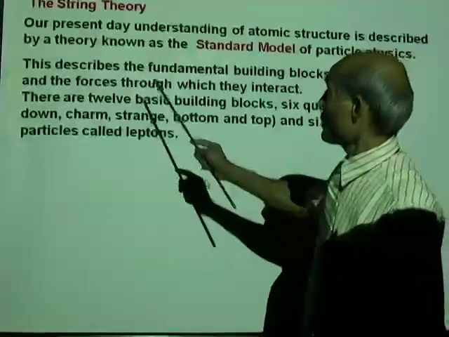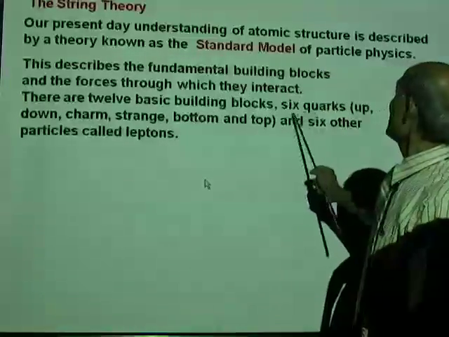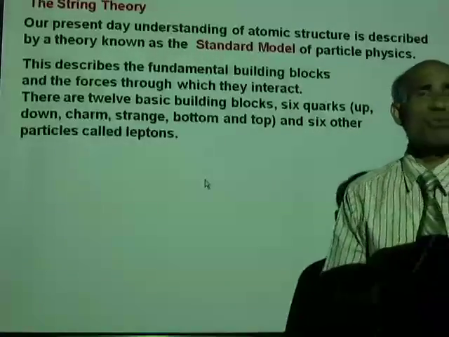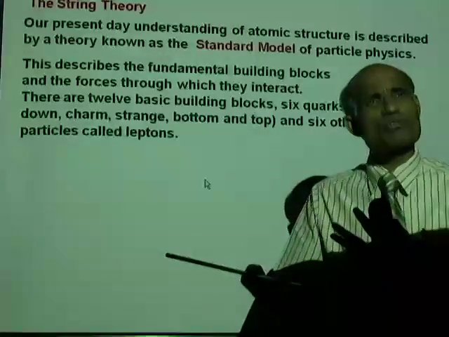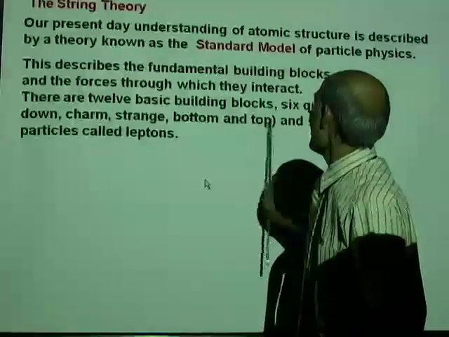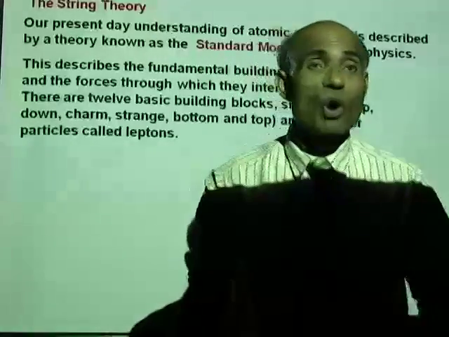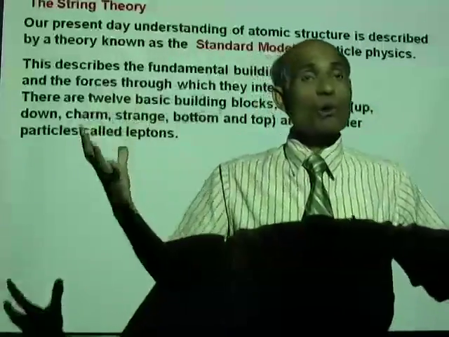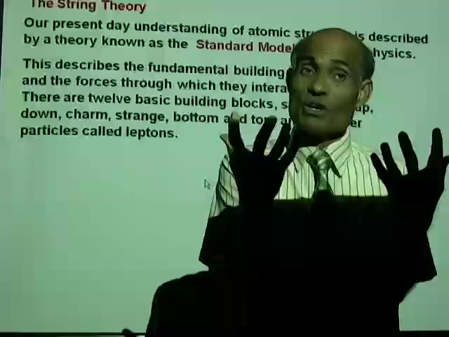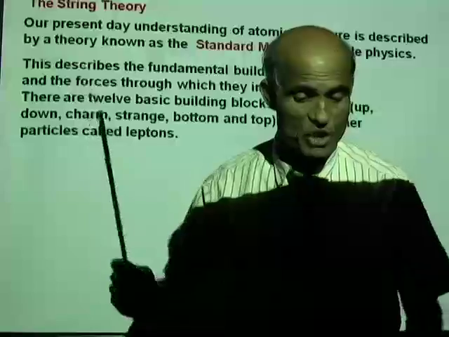According to this theory, there are 12 basic building blocks, and these 12 are 6 quarks. There is an up quark, a down quark, a charmed quark, a strange quark, a bottom quark, and a top quark. So there are 6 quarks, and there are 6 other particles called leptons. So according to the standard model, the building blocks of all matter are actually the 6 quarks and 6 leptons. Well, the scope of this lesson does not allow me to go any further than that, because these are very complex ideas.